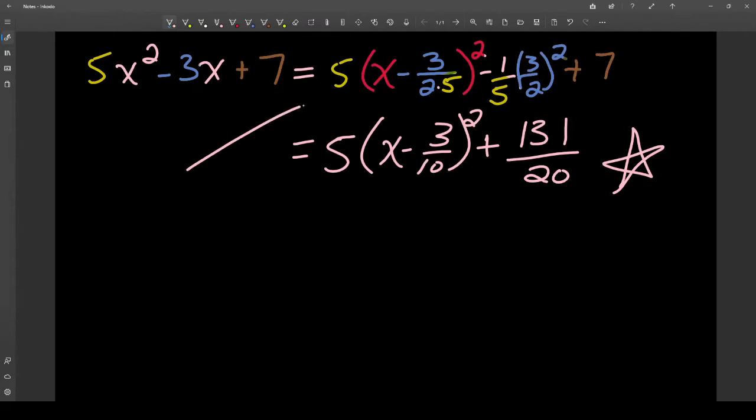So this is by inspection. And I mean that because you can see this 5 and this minus 3 and this 7. You can see how that 5 and the minus 3 and 7 all show up on the right-hand side just by looking at it. You can just write it down.